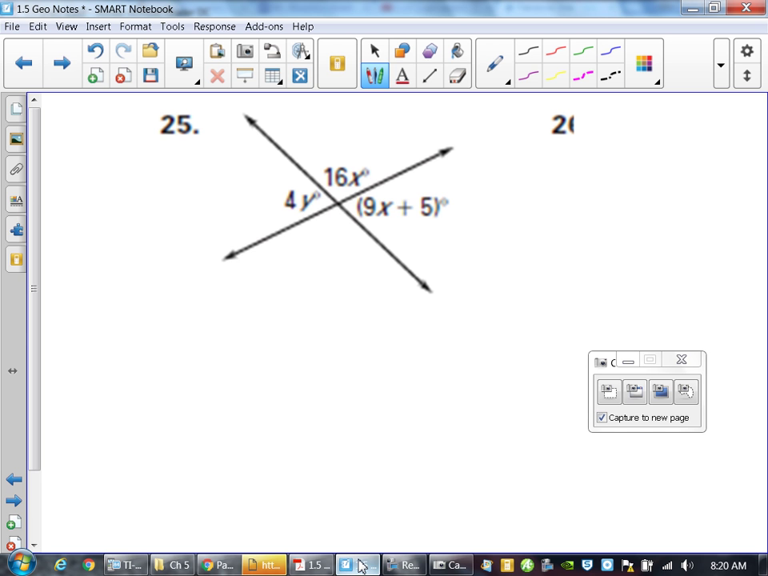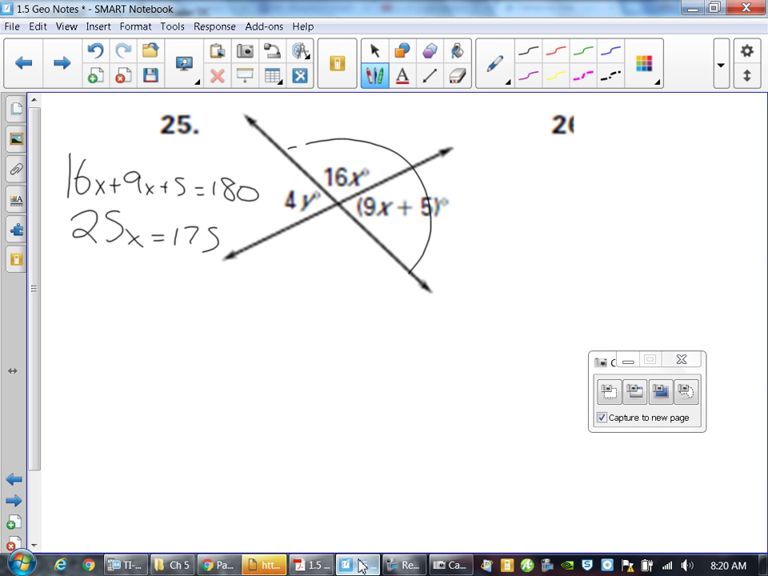What do they have to add up to equal? 180. Yeah, the two of them have to add up to equal 180 because they are adjacent, next to each other forming a line, which means they are supplementary, which means if you add them together you get 180. So we do that first. 16x plus 9x plus 5 equals 180. This actually works out real quick. We have 25x equals 175.